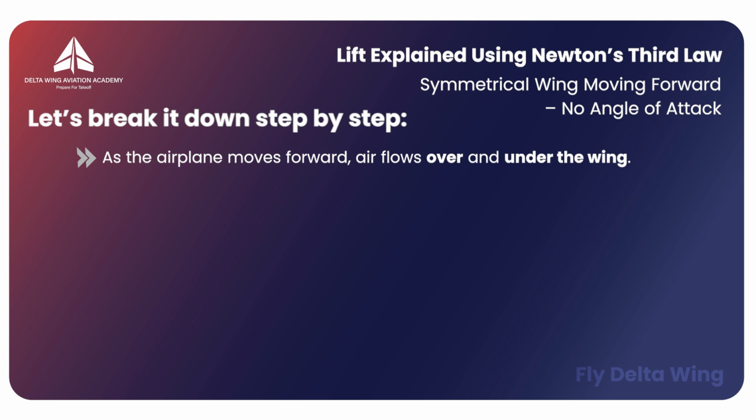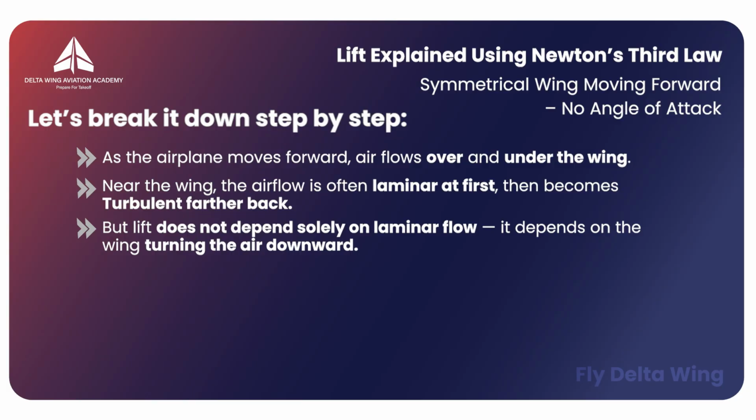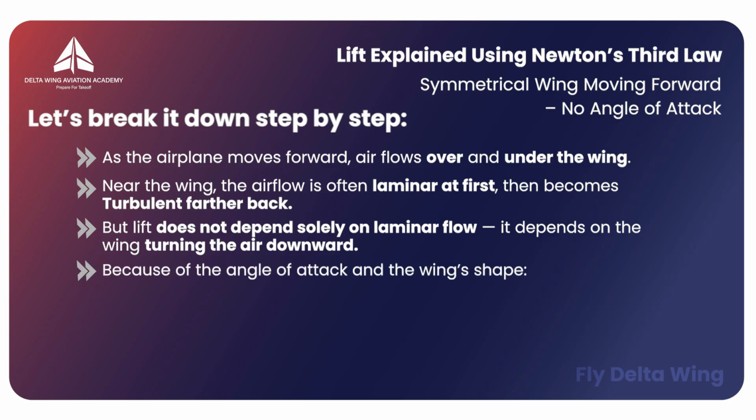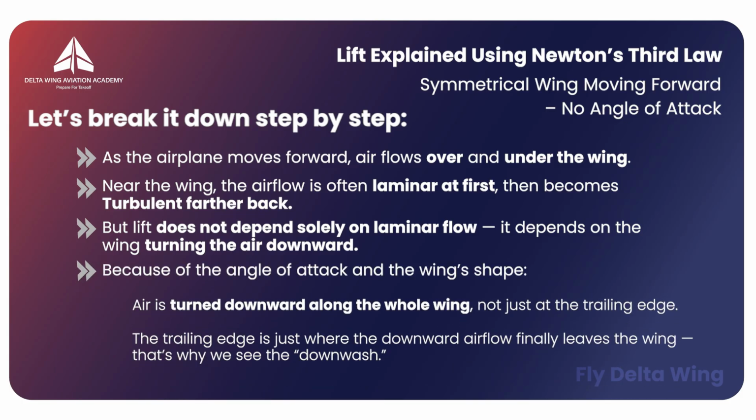As the airplane moves forward, air flows over and under the wing. Near the wing, the airflow is often laminar at first, then becomes turbulent farther back. But lift does not depend solely on laminar flow. It depends on the wing turning the air downward. Because of the angle of attack and the wing's shape, air is turned downward along the whole wing, not just at the trailing edge. The trailing edge is just where the downward airflow finally leaves the wing.